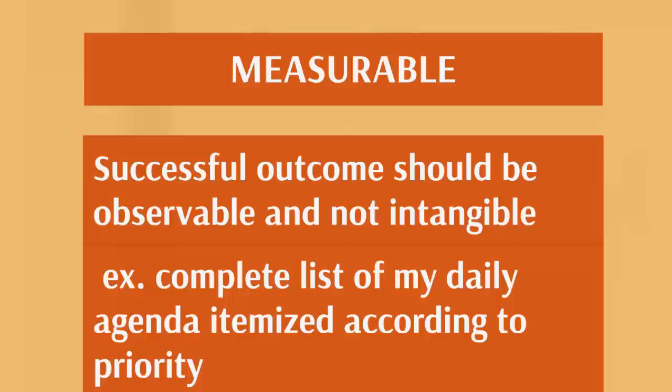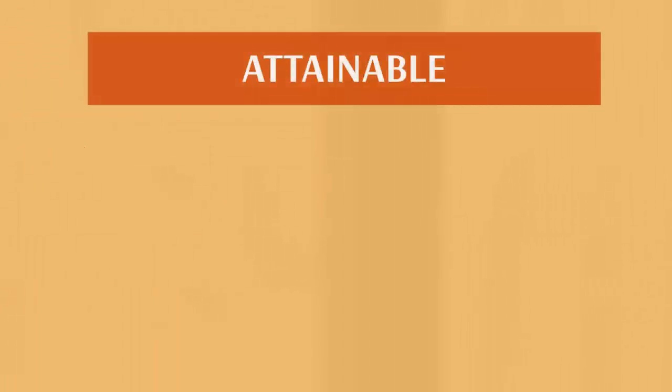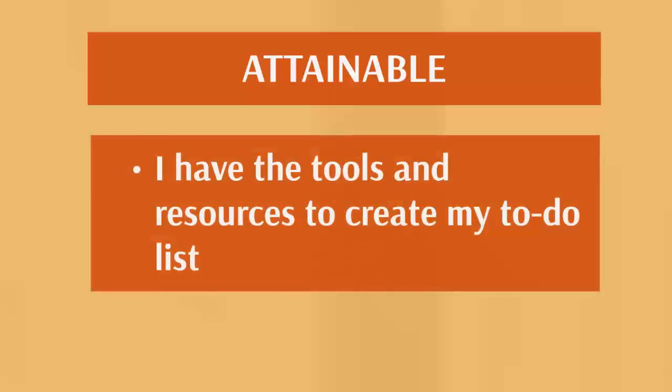So for example, you take a look at your complete list of your daily agenda and you itemize it according to priority. Using the time management matrix that I showed you in the previous video, which quadrants do those actually belong in? Is it measurable? Then we look at attainable. Is it reachable? Is it something that we can actually reach towards? So what I recommend that you do is you have a list of tools and resources to create your to-do list. So is it attainable?